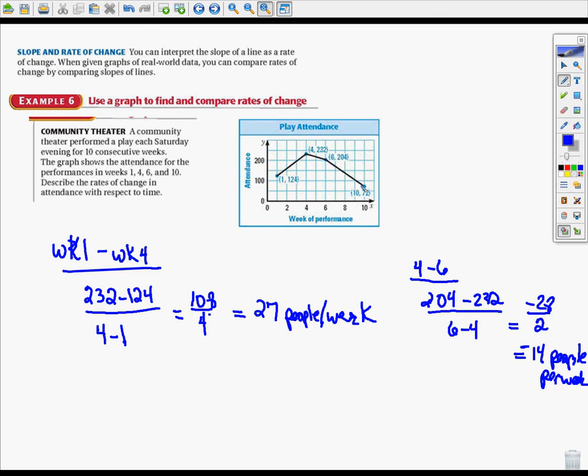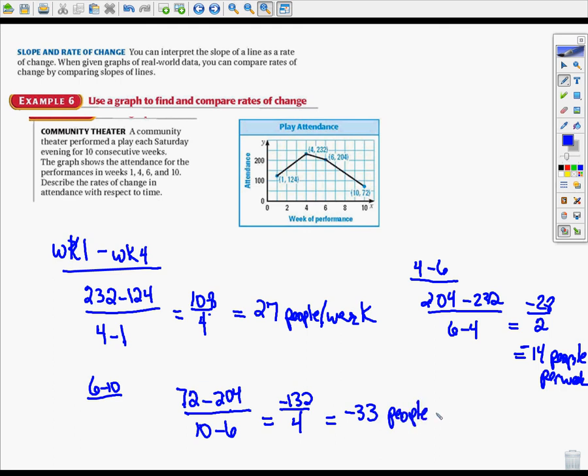And then we'll look from week 6 to 10. So week 6 to 10, I'm going to have 72 minus 204 and 10 minus 6. It gives me a negative 132 over 4. So we get negative 33 people per week. Now this isn't saying that you have negative 33 people show up. This is showing the rate of change.